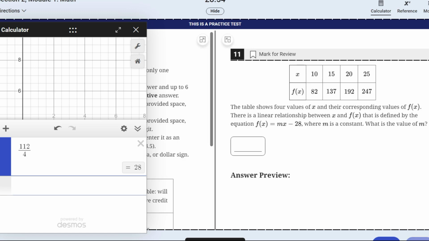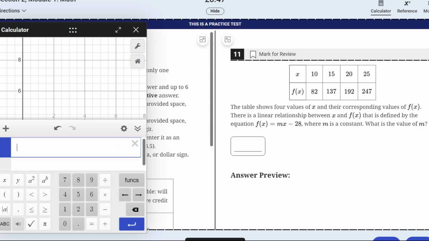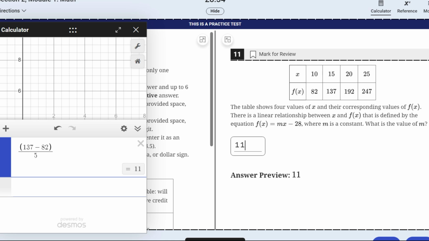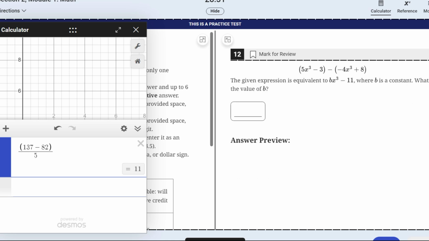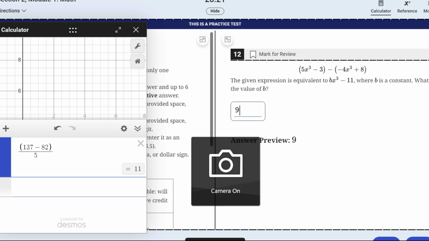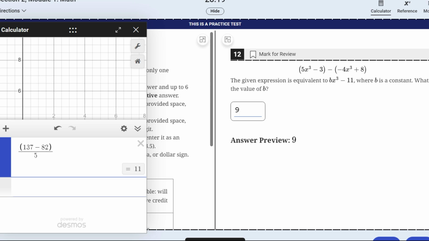All right, next question. I see the table of values, and I see that there is a linear function that I have to work with, and I have to find slope. So it's immediately a rise over run formula, the difference in y values over the difference in x values, and that's 11. All right, I have to simplify, and I have to find the coefficient for the x cubed. So I'm only going to focus on that, and that's 5 plus 4, which is 9.